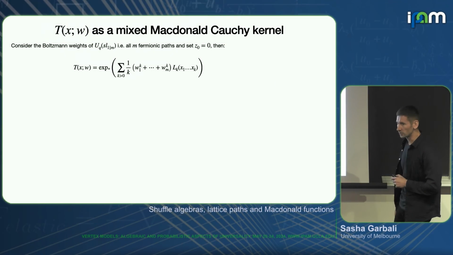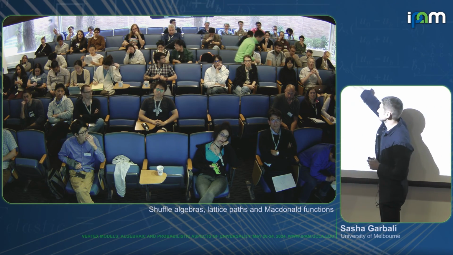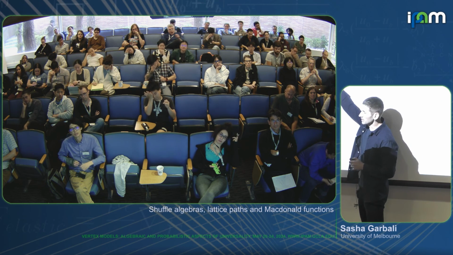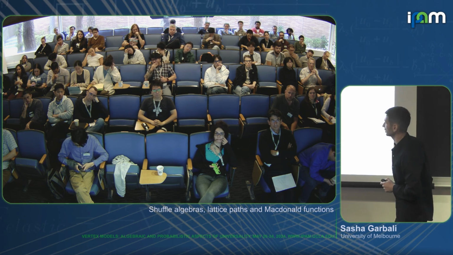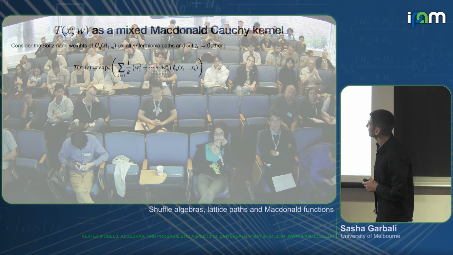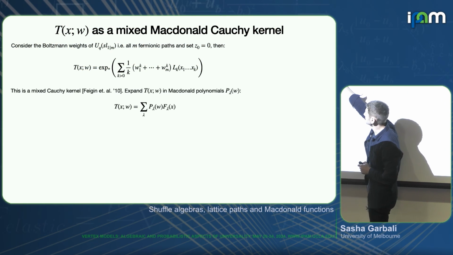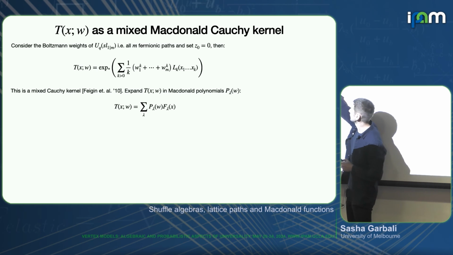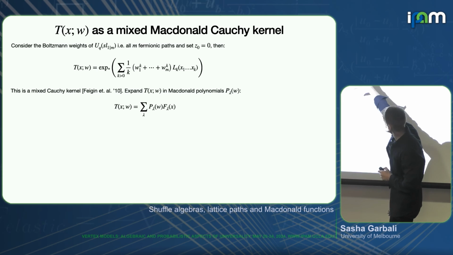Let's remove all the bosonic particles. Let's look only at the fermionic particles. We have this kind of exponential. And this is a power sum, Kth power sum in the W arguments. It's a famous symmetric function. This is known as a Cauchy kernel, a mixed Cauchy kernel. A Cauchy kernel has power sums in different sets of variables. In this case, you have power sums here and something else over here. Nevertheless, this was an object that appeared in literature before.